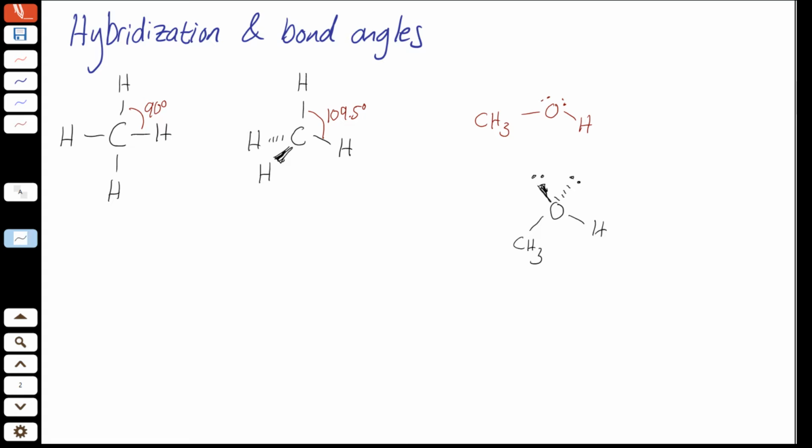So let's review those here in the notes. If we have two groups on a central atom, that gives us linear geometry, 180-degree bond angles. If we have three groups, that gives us trigonal planar geometry, and that's 120 degrees bond angles. And four groups, the ones we just talked about, tetrahedral.